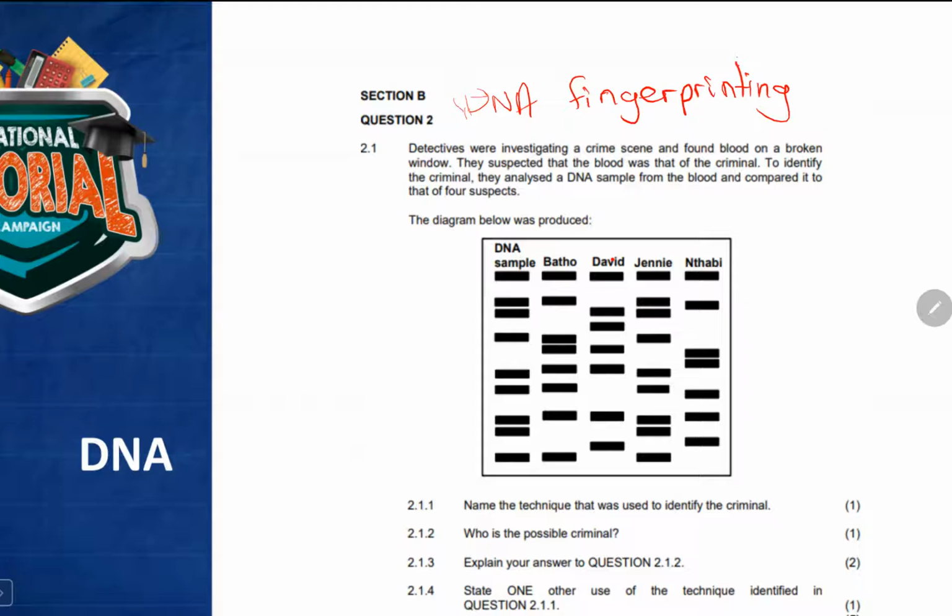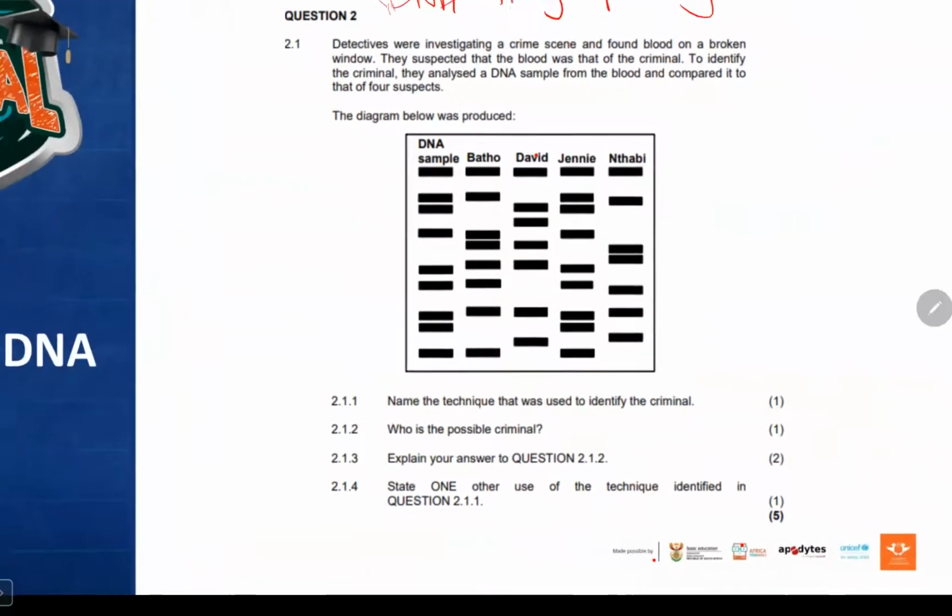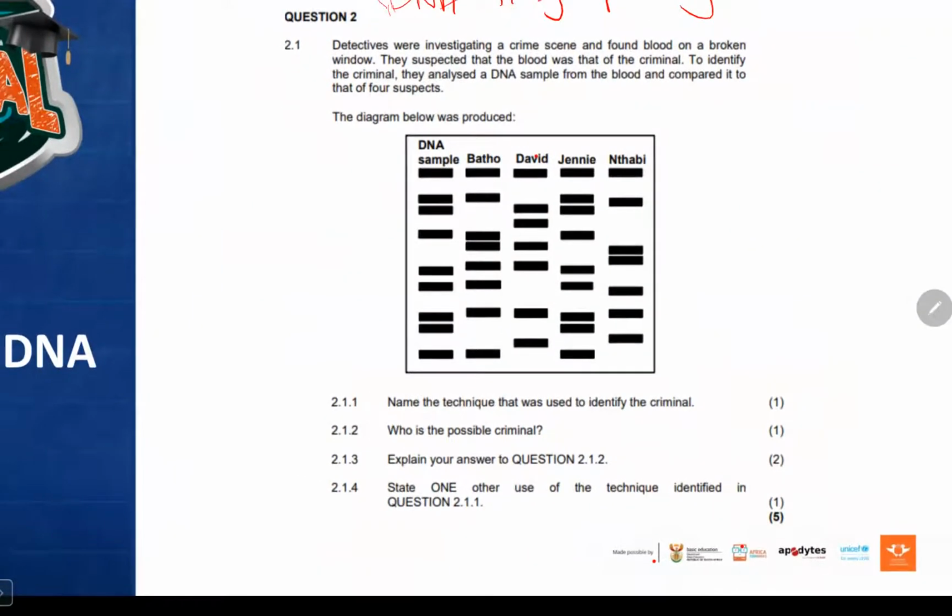And remember, how they can get a DNA fingerprint sample is from skin cells, from hair cells, from blood, anything that contains some DNA in it can be used to take a DNA profile or to do DNA fingerprinting. It doesn't have to be a physical fingerprint, two different things. If we look at this diagram below, on the far left, we see the DNA sample and then the four possible suspects, Bato, David, Jenny, and Tapi.